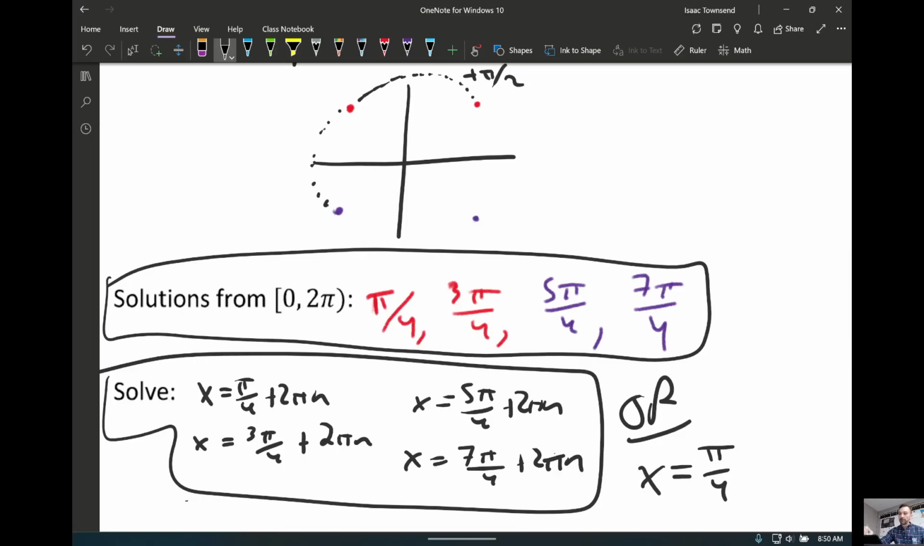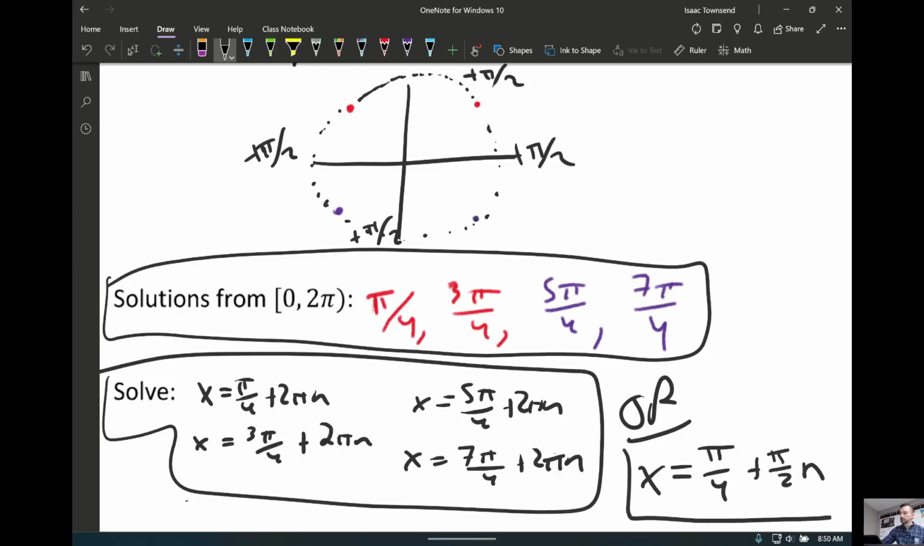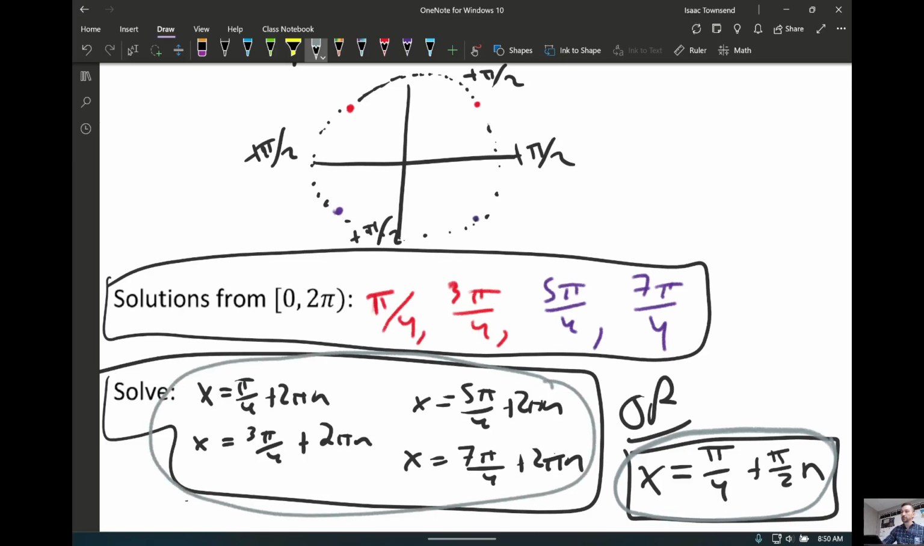Notice how if you add pi over 2 again, you land here. Add pi over 2 again, you land here. Add pi over 2 again, you start getting coterminal angles. So if you just do multiples of pi over 2, this one statement is saying the same thing as these 4 statements. Again, on a quiz or a test, I'm happy with either one.